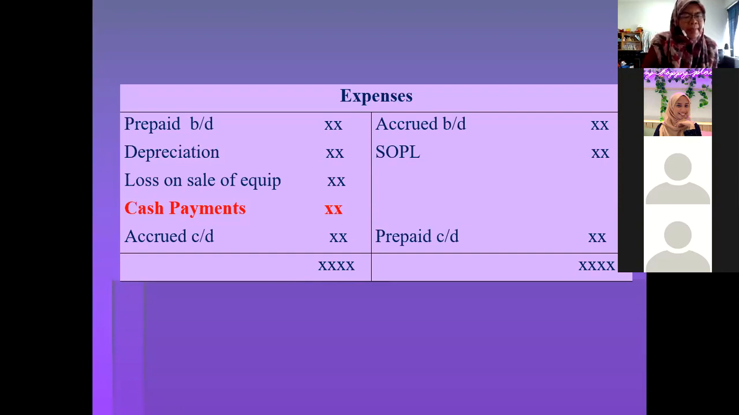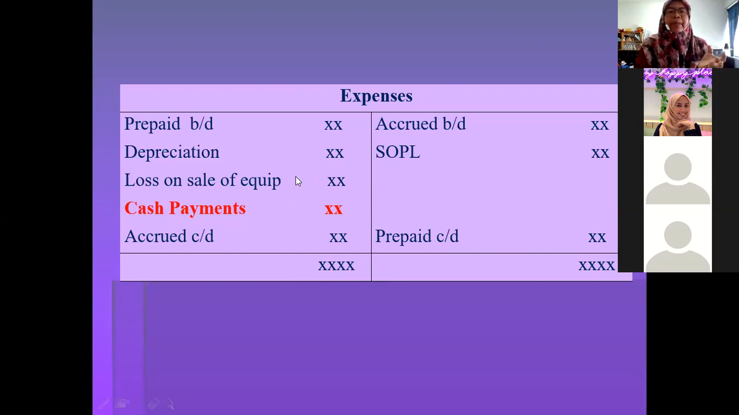Okay. Dia bagi you statement of comprehensive income 431 ni dekat sini. Okay, dekat sini. Dia bagi you 431,550. Total 431,550 dekat sini. Okay, dekat amount of SOPL. 431,550. Tapi 431,550 ni termasuklah depreciation, termasuklah loss on sale of equipment. Di mana dia tak involve for cash. Kita nak tahu cash payment je.